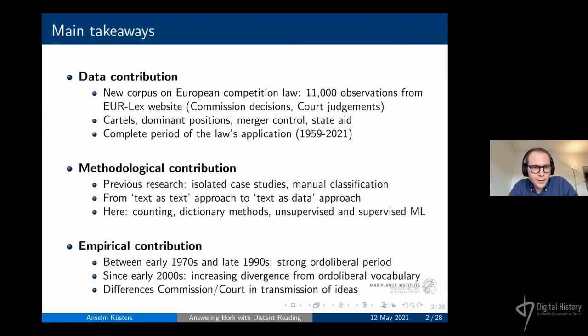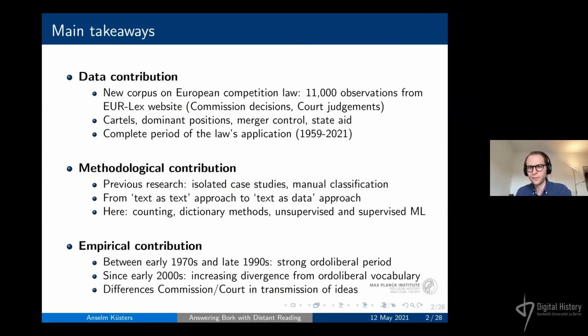Before outlining my talk in a bit more detail, I just want to give you straight away the three takeaways from this chapter. So first of all, I constructed a new corpus for this analysis, which captures all of European competition law right to this day. I scraped the website of the European Commission, which includes all the decisions handed out by the Commission and all the judgments by the European Court when these decisions have been appealed. And overall, these are about 11,000 observations.